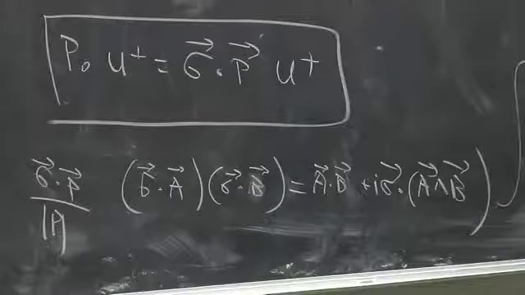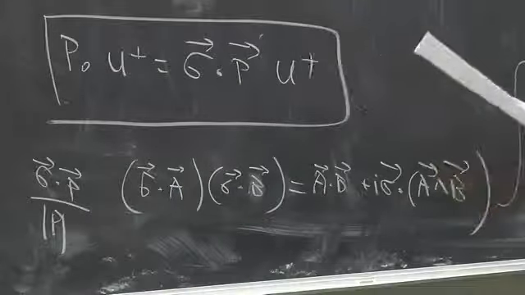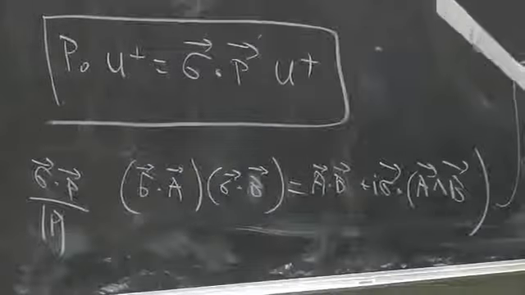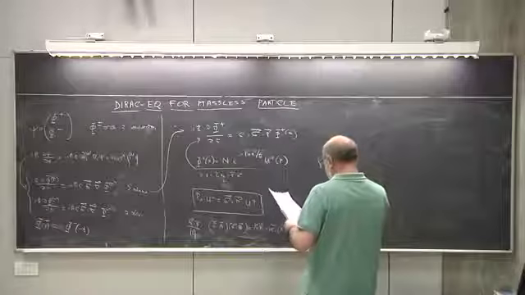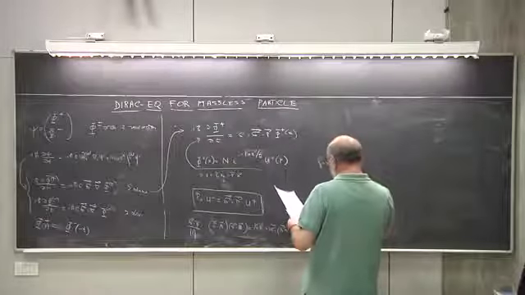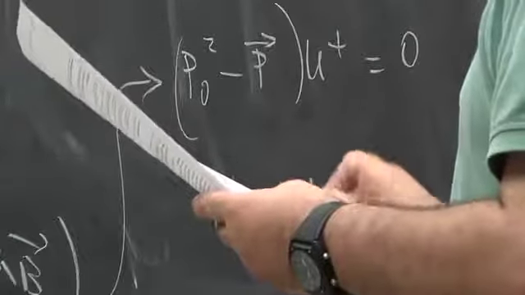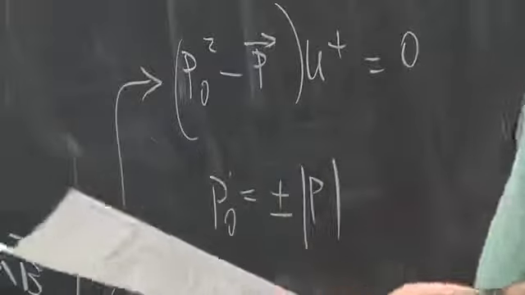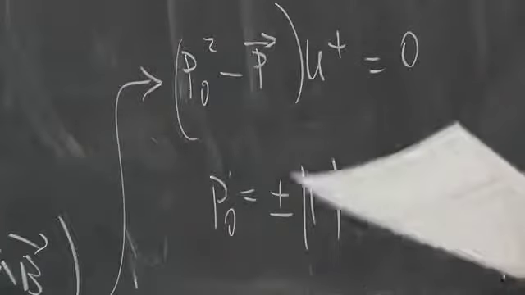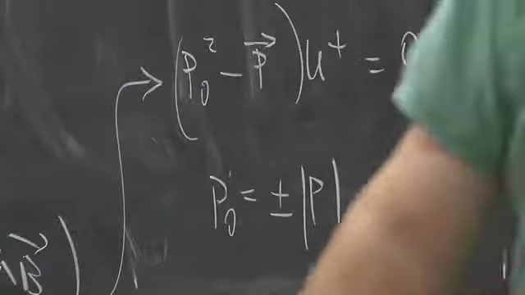So if you apply the helicity operator, the result you get is this, P0 squared minus P squared U plus equals 0. That means that P0 is equal to plus minus P. That is the usual relation for massless particle, okay? This is just a check on that.